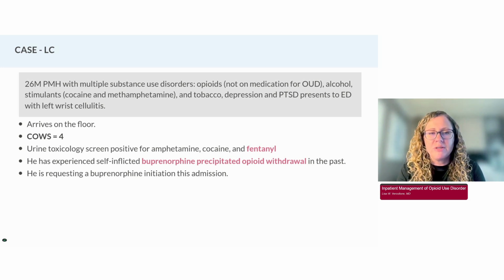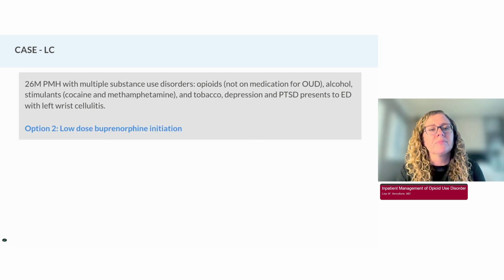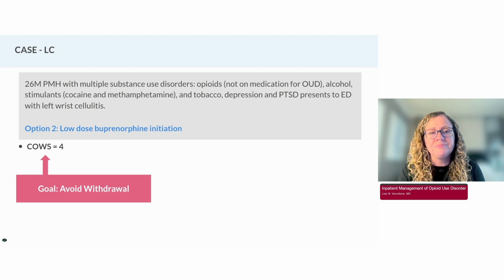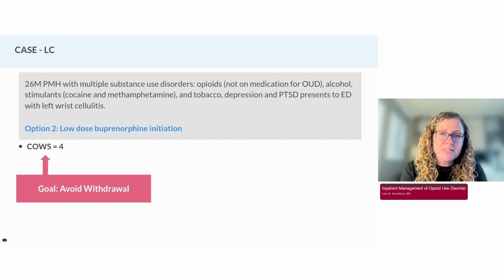Okay, so we're back to our patient. So let's pretend like that never happened. We're now meeting the patient again for the first time, and COWS is 4. Same scenario, he is wanting to get on to buprenorphine. So this time we're going to do a low dose buprenorphine initiation. And his COWS is 4. Now, this is our goal. When we are doing a low dose initiation, we want to avoid withdrawal symptoms as much as possible. So we want someone's COWS to be less than 8 and ideally less than 5.